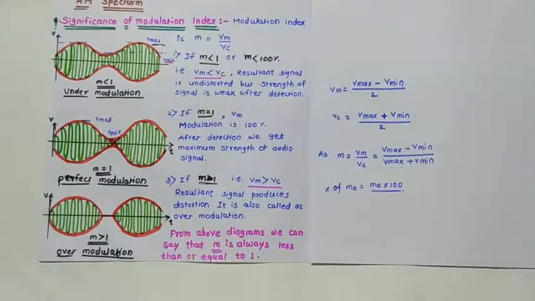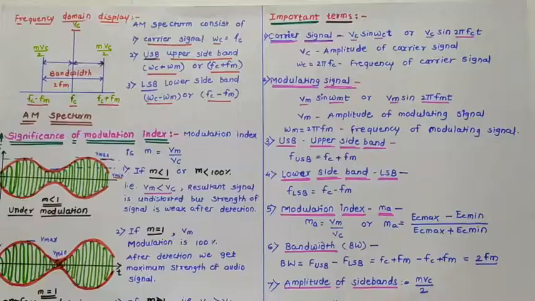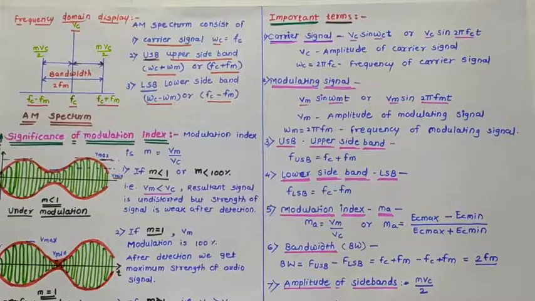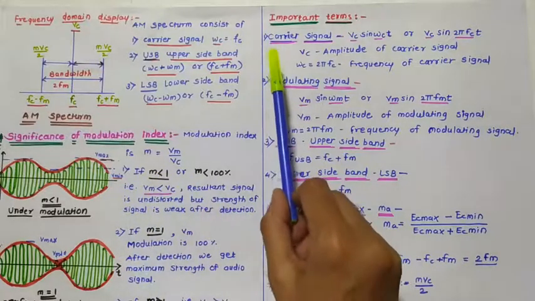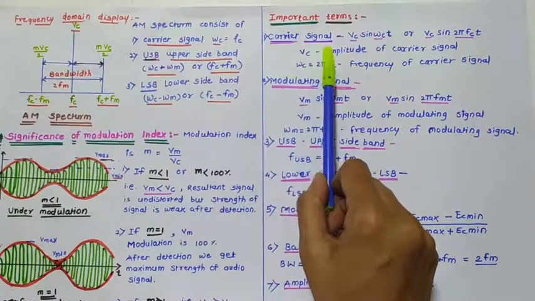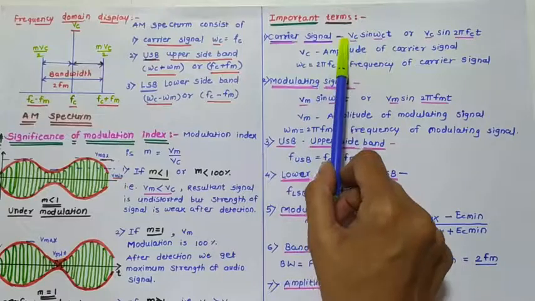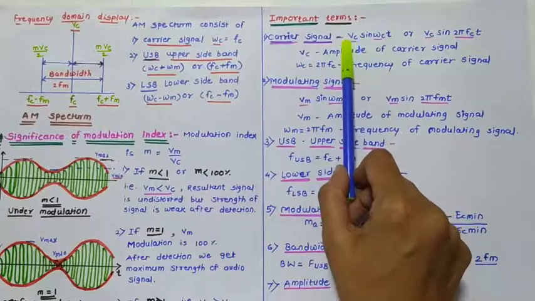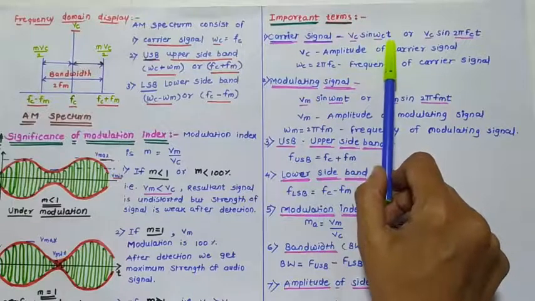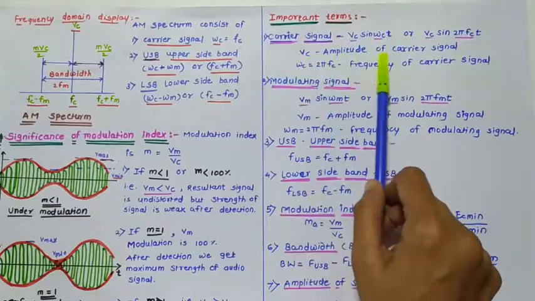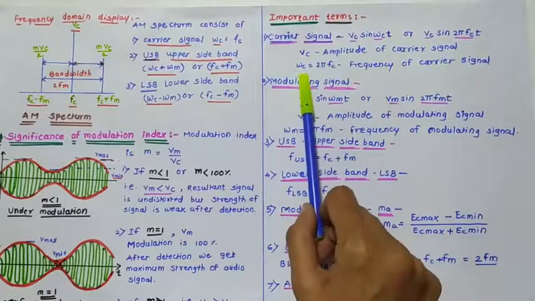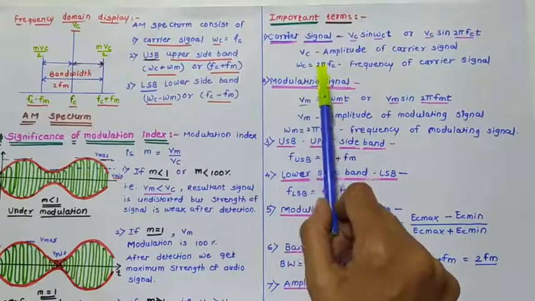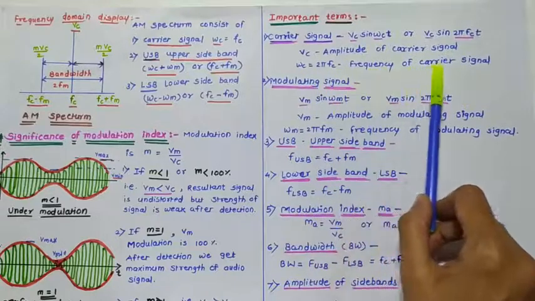Okay students, now some important terms related to amplitude modulation to solve different types of problems. This is nothing but revision for amplitude modulation. First, the carrier signal. As all of you know, the electromagnetic wave equation is given by Vc sin omega ct. Here Vc is the amplitude of the carrier signal, while omega c we replace by 2 pi fc. This is the frequency of the carrier signal.